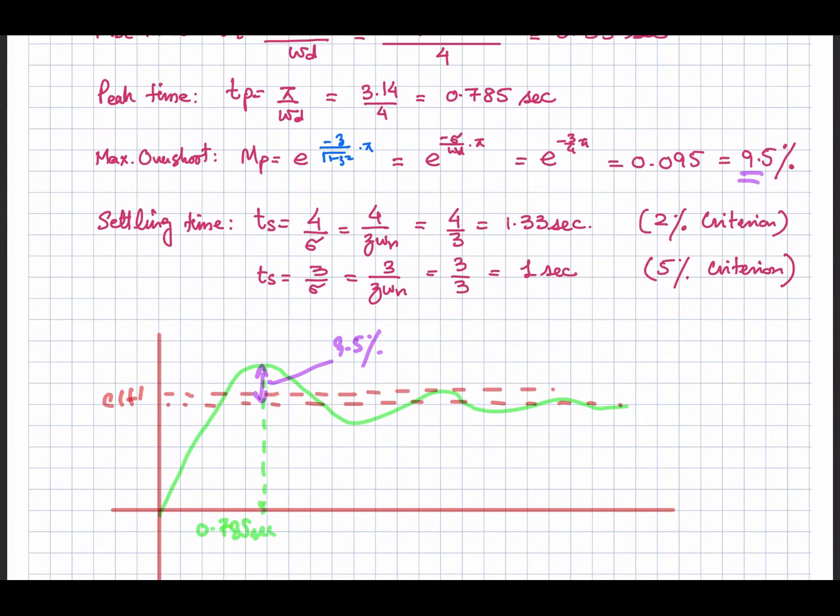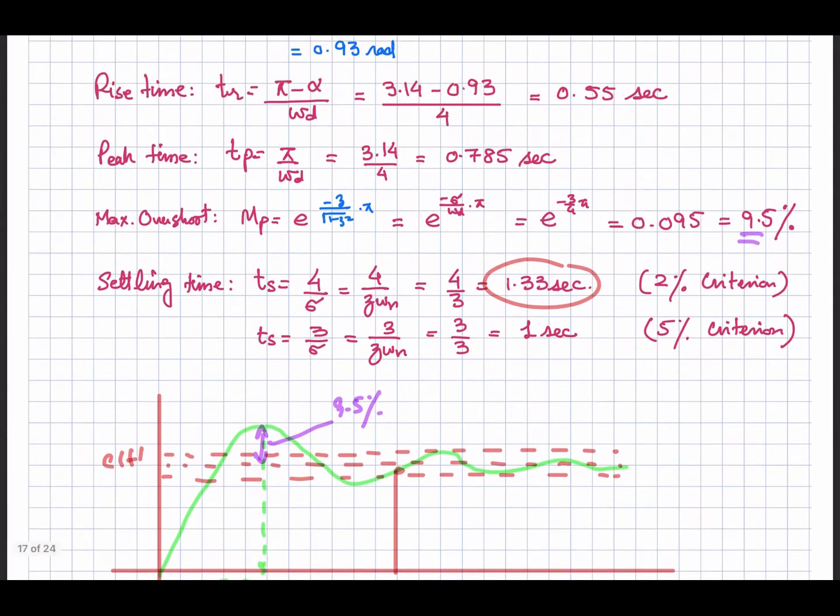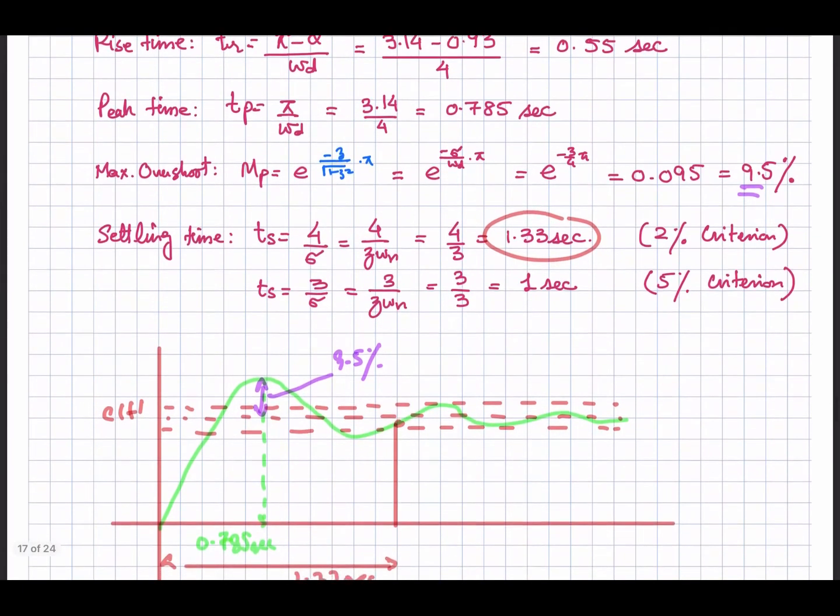This is the 2% limit line, so it is first time entering somewhere over here, and then it is going to stay in that range. So this time, as we calculated over here, for 2% criteria it is 1.33 seconds, right, and the rise time, so rise time is the time to reach 100%, so this time over here is 0.55 second.